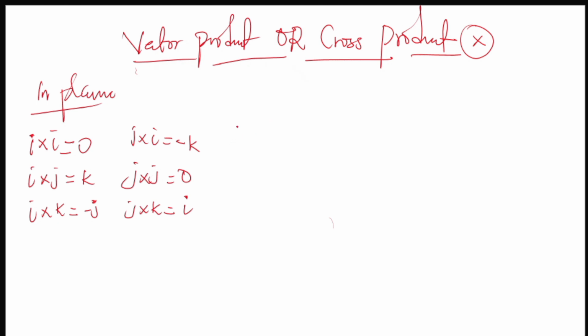Now let's consider the k component. For your k component, you simply have k cross i. What's k cross i? Your k cross i will simply give you j. Next one is k cross j. And your k cross j will simply give you minus i. Now what's the next one we are to consider? k cross k. Now, what's your k cross k? Your k cross k will simply give you zero.